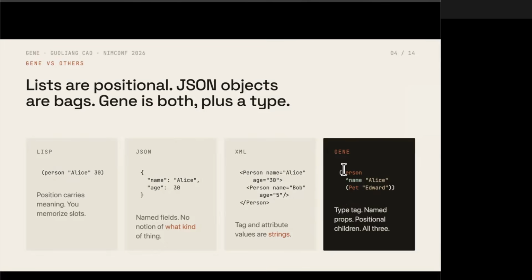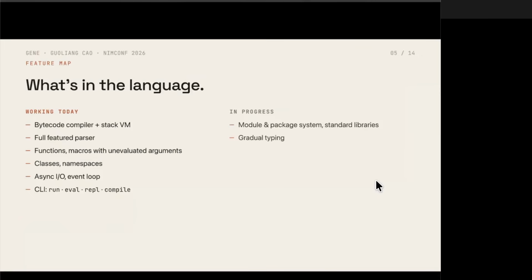The type, the property value, and the children can be any Gene value. So that does not have to be a string or just Gene. So this is very powerful. And we will see later how they can be very useful when you write a program or when you transfer data. So let's talk about the current features in Gene.